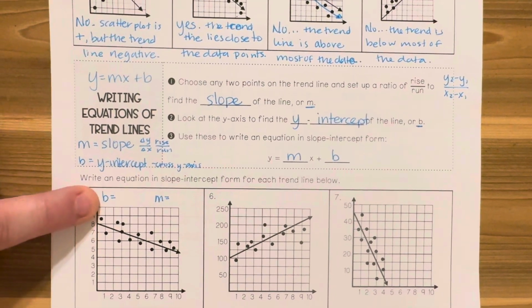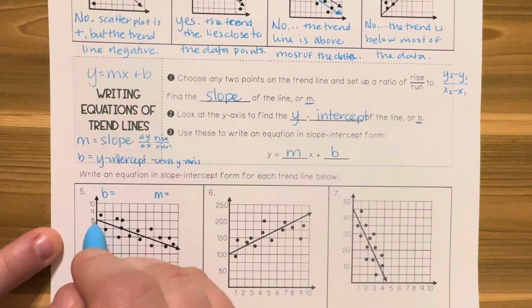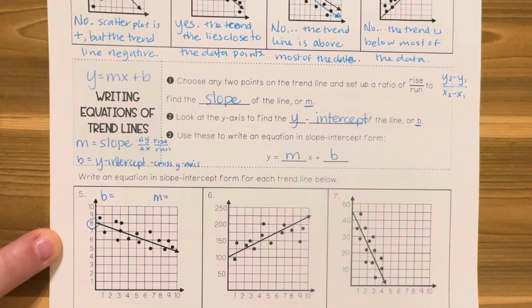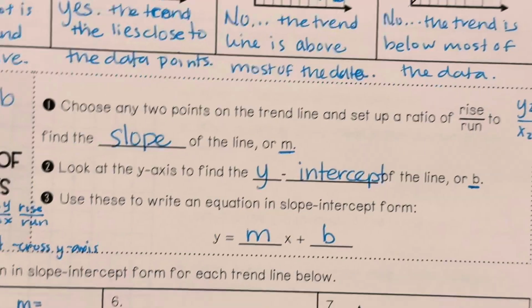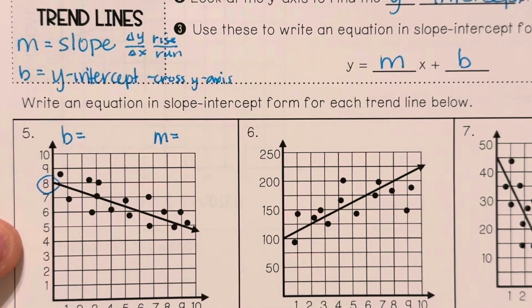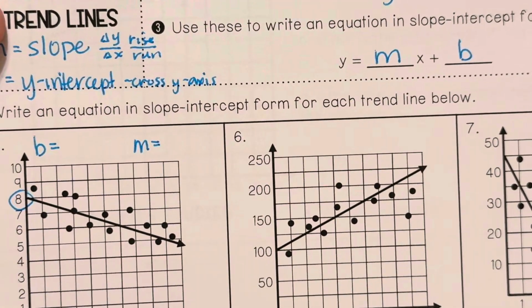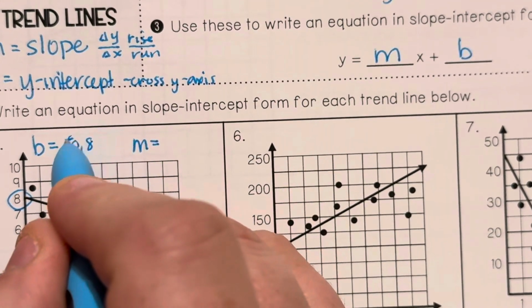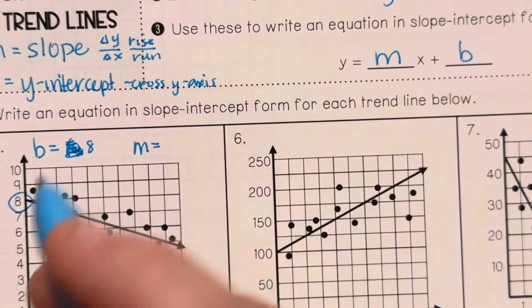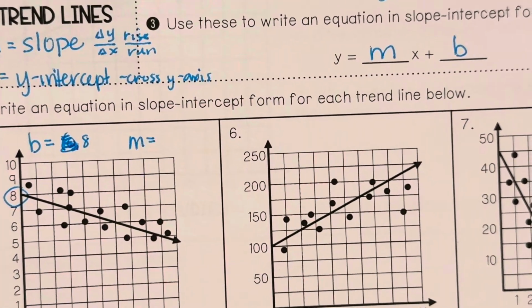All right, my b. I always start with my y-intercept because it's always the easiest. I can find it. My y-intercept is right here, right? So if you can't see that, I'm going to try to zoom in a little bit. My y-intercept is at 8, okay? So it's 0 and 8, but I'm just going to put 8, okay? This is 0 and 8 if you want to put that there.